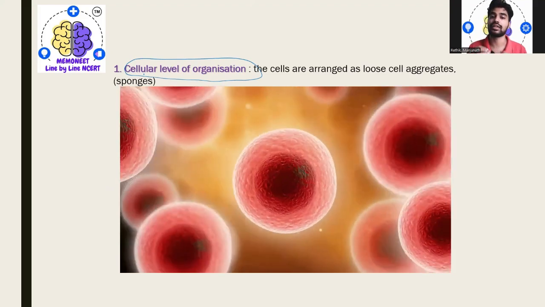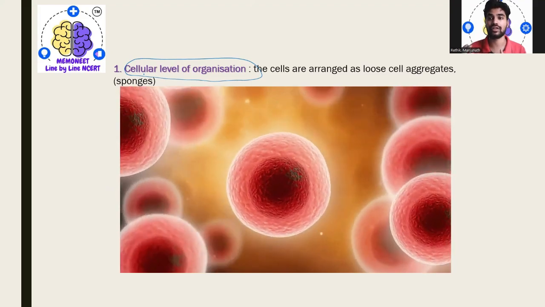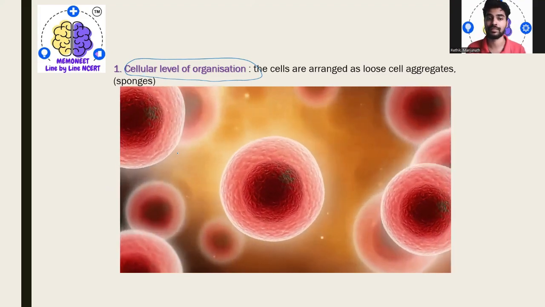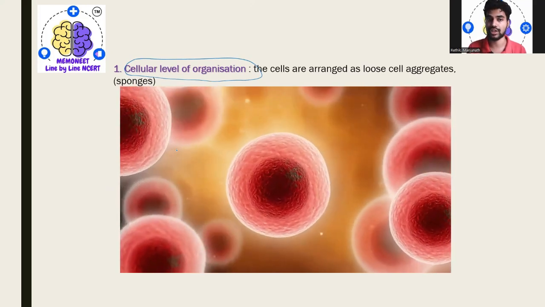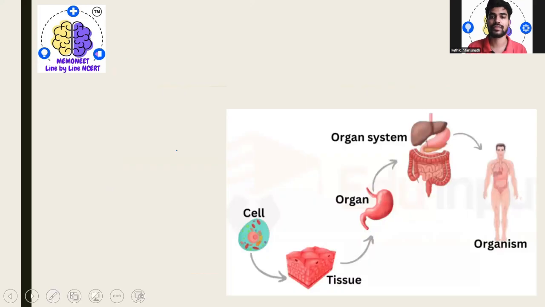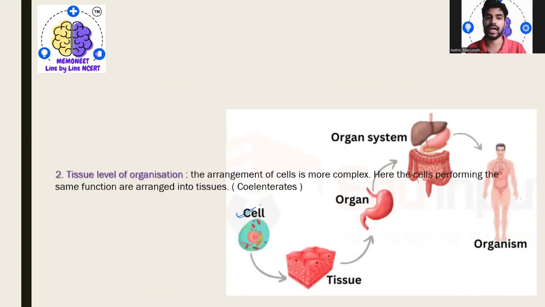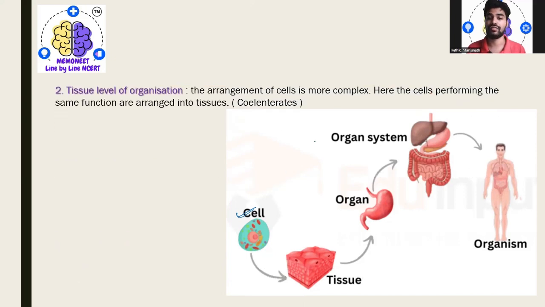So here the cells perform their individual, independent functions. The organisms which show the cellular level of organization are, for example, sponges. The next one, after the cellular level, is the tissue level of organization, where these cells are arranged together in a more complex way. Here the cells performing the same function are arranged into tissues, such as in coelenterates. So you can see here.